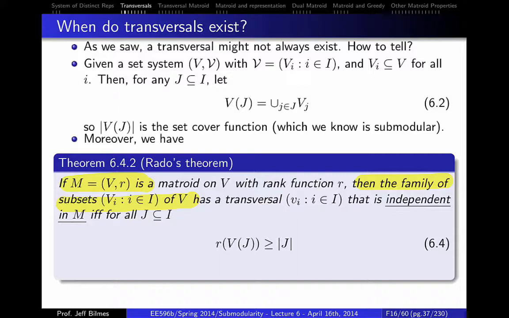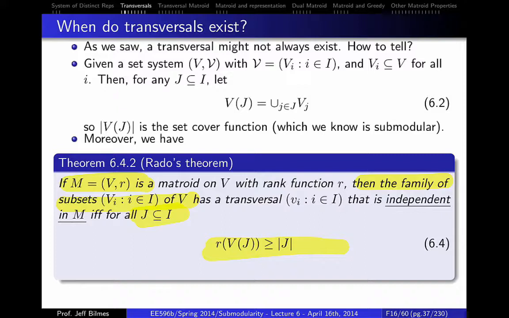And what we're saying is that this set system, which might or might not have a transversal, has a transversal that's independent in the matroid if and only if for all subsets, the rank of the left neighbors is greater than or equal to the cardinality of the index set. So you've got some index set J, and the rank of the neighbors of the index set J has to be no less than the size of the index set.